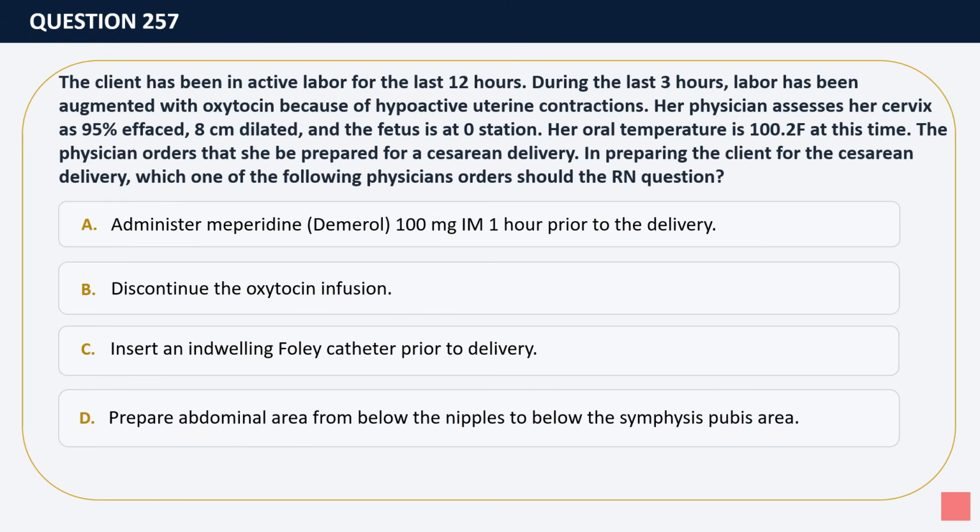In preparing the client for the cesarean delivery, which one of the following physician's orders should the RN question? A. Administer meperidine, Demerol, 100 mg IM 1 hour prior to the delivery. B. Discontinue the oxytocin infusion. C. Insert an indwelling Foley catheter prior to delivery. D. Prepare abdominal area from below the nipples to below the symphysis pubis area.